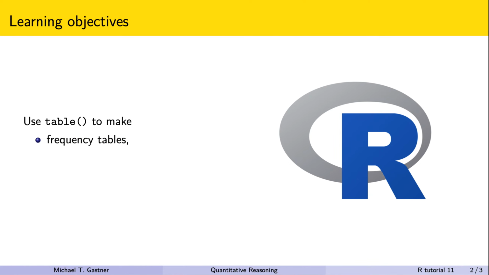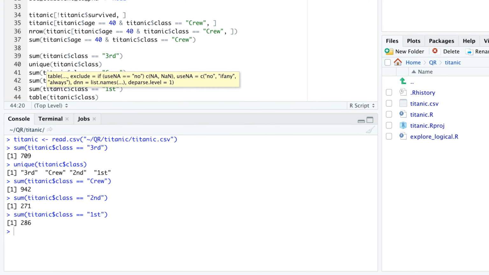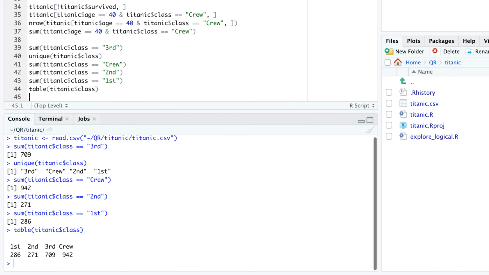Thanks to the table function, we can easily construct two types of tables that are presented in Chapter 2 of our textbook, frequency tables and contingency tables. In our example, here is how we find out with a single function call how many people are in each category of the class column. table(Titanic$class). We can see in compact form that there were 286 first-class passengers, 271 second-class passengers, and so on.